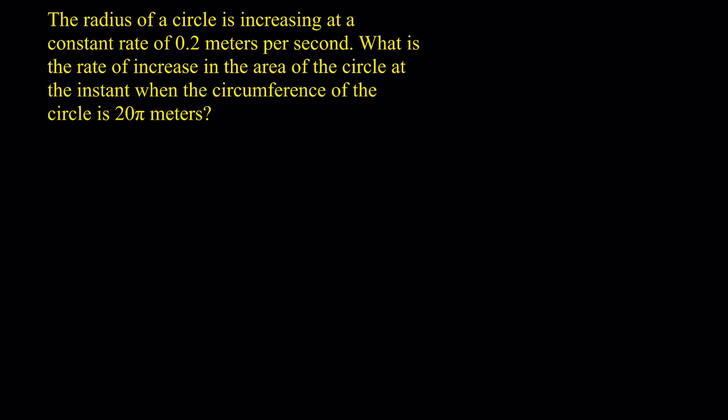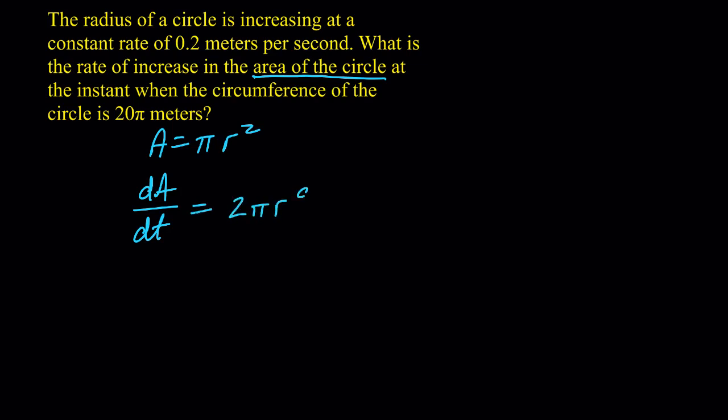On this one, the radius of a circle is increasing at a constant rate, 0.2 meters per second. What is the rate of increase in the area of the circle? So we need an area of the circle formula, which is pi r squared. If we differentiate with respect to time, you get dA/dt equals 2 pi r times dr/dt. The rate of increase of the area is what we're looking for, and so that would equal 2 times pi times the radius.